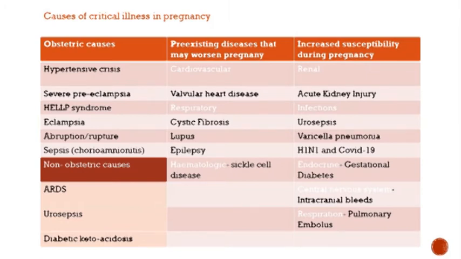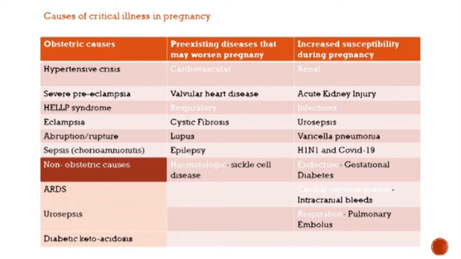This next part looks at the common causes of critical illness in pregnancy. The most common obstetric causes that we have seen are hypertensive crisis, severe preeclampsia, HELLP syndrome, eclampsia, abruptio placentae, uterine rupture, and sepsis. Non-obstetric causes include acute respiratory distress syndrome, urosepsis, and diabetic ketoacidosis. Pre-existing diseases that may worsen in pregnancy include valvular heart disease, cystic fibrosis, lupus, epilepsy, and sickle cell disease.